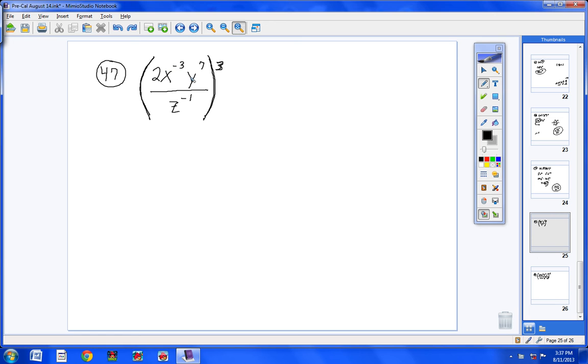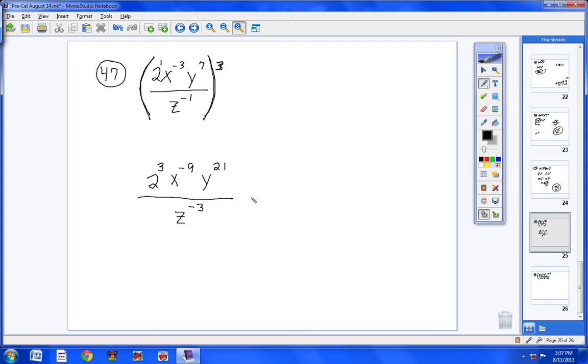Now, X has an exponent of negative 3, Y has an exponent of 7, Z has an exponent of negative 1, 2 has an exponent of 1. So let's take this 3 and multiply it through. 3 times 1 would give us a power of 3. For your X, 3 times negative 3 would give us a power of negative 9. For your Y, 3 times 7 would give you a power of 21. And for your Z, 3 times negative 1 would give you a power of negative 3.